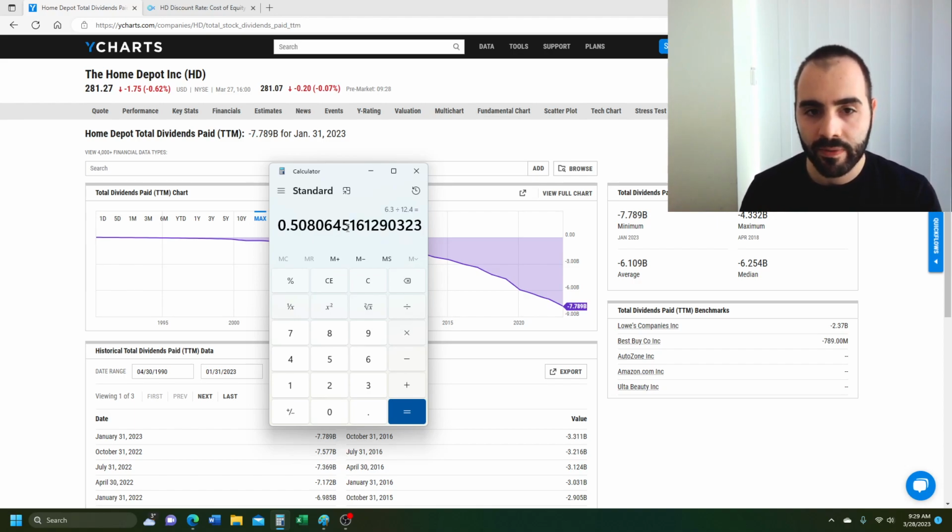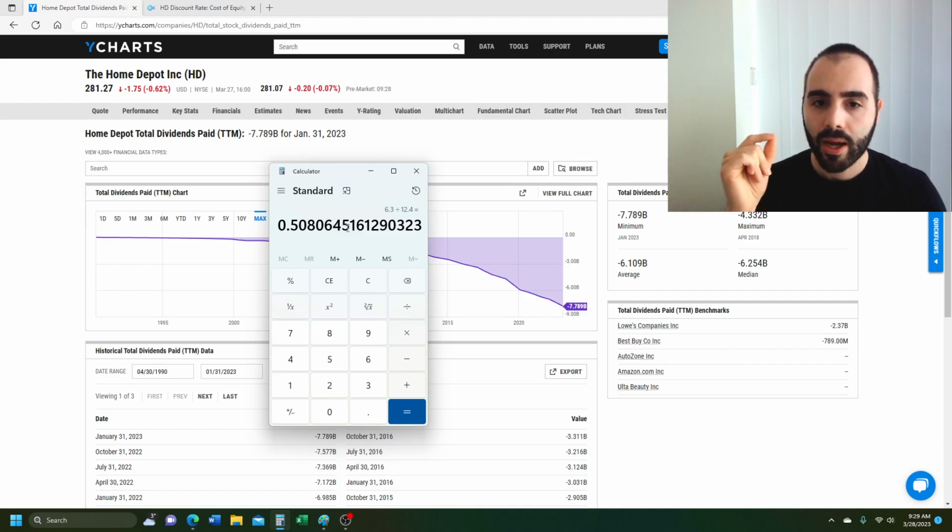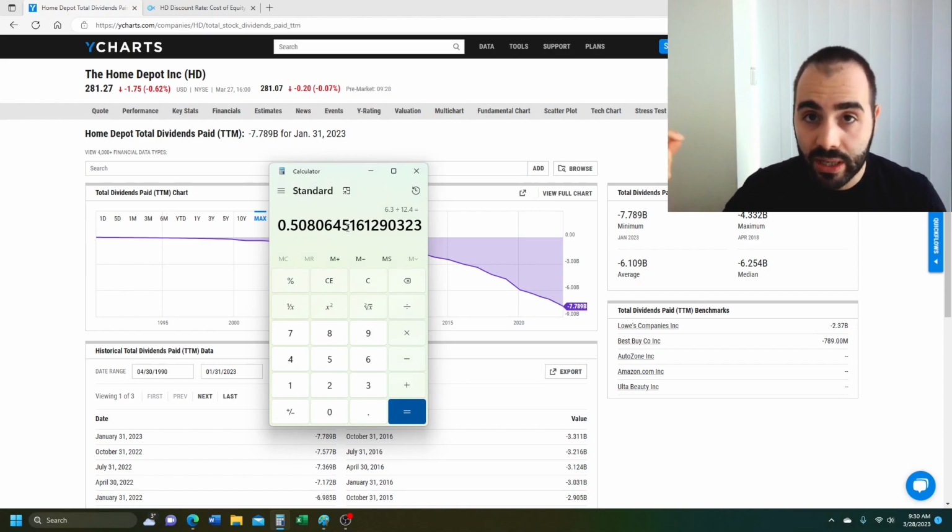What percentage is it that they're reinvesting? And they're reinvesting 51%. So this means that of all the money that they make, they reinvest 50% of it back into the business. Of that money that they reinvest, they earn 50% per year on it in terms of their return on capital. So the 6.3 here is the free cash flows reinvested back into the business, right? And the 12.4 is the total free cash flows, and this represents the amount reinvested.